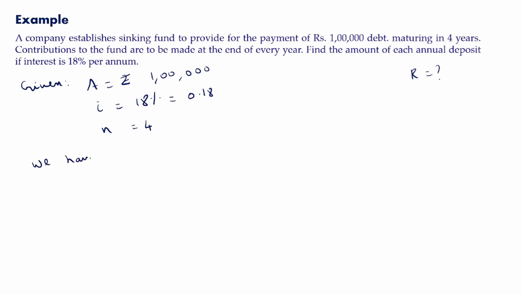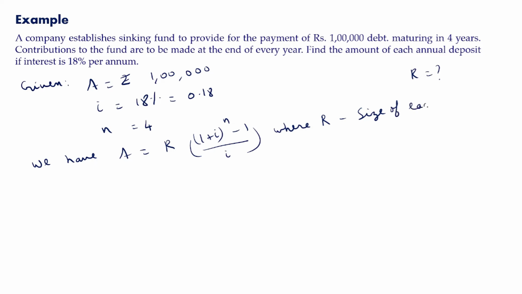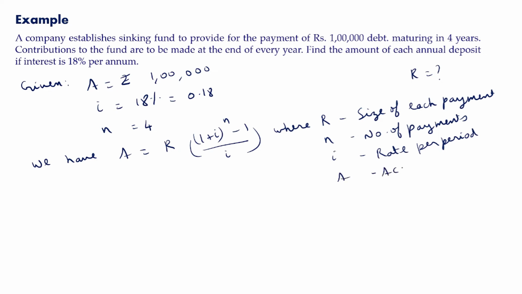Now using the formula, we have A is equal to R into (1 plus i) the whole raised to n minus 1 upon i, where, writing the entire formula carries 1 mark, R is the size of each payment, n is the number of payments, i is the rate per period, and A is the accumulated amount.